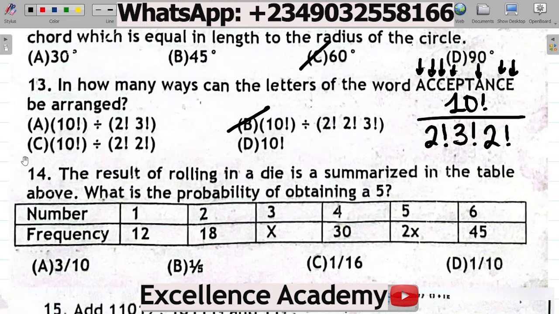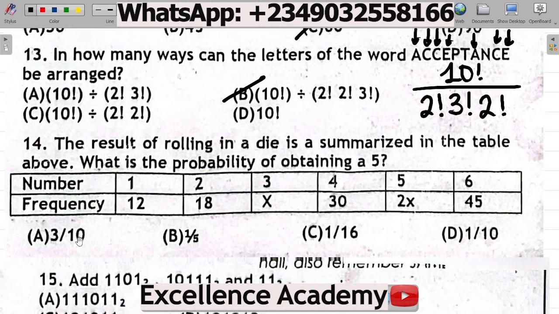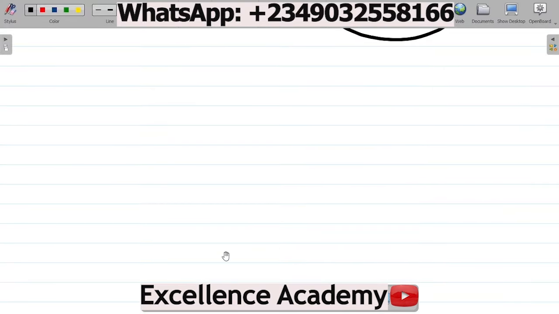Next up, question 14. 14 says the result of rolling a die is summarized in the table, this one here, that's below. What is the probability of obtaining a 5? So here's your table. Option A says 3 over 10, B 1 over 5, C 1 over 16, D 1 over 10. So how do you solve this question? Let me explain question 14 step by step.